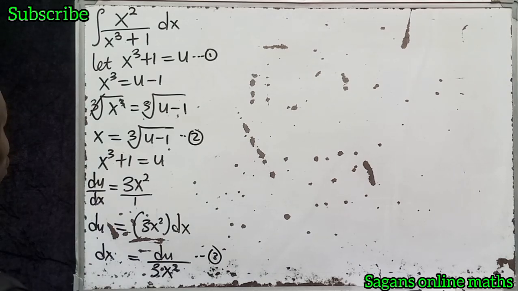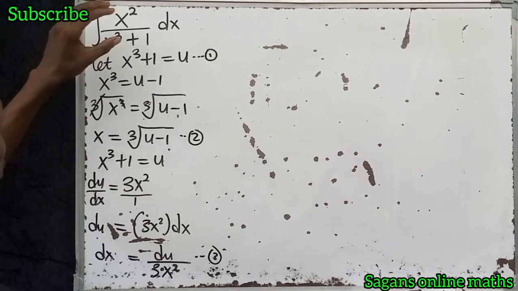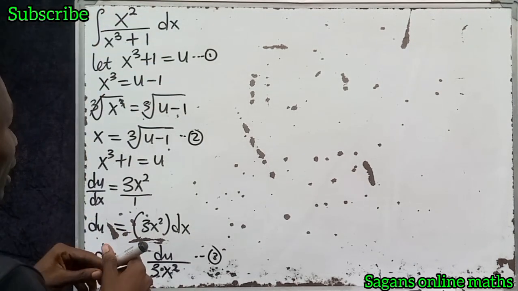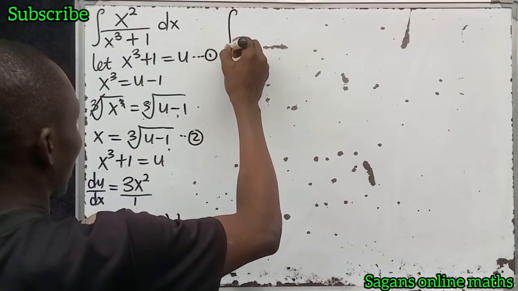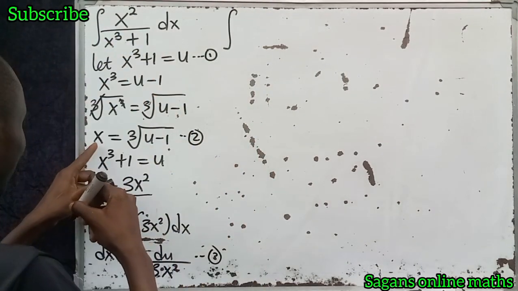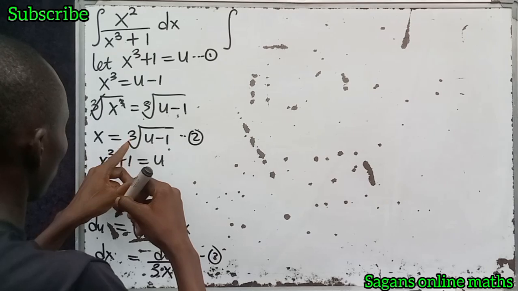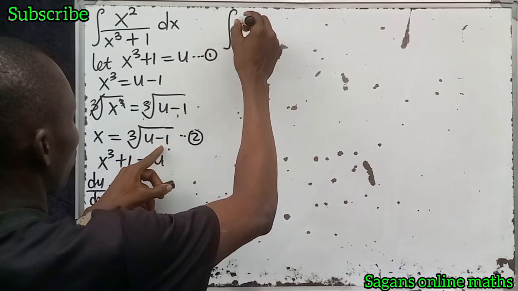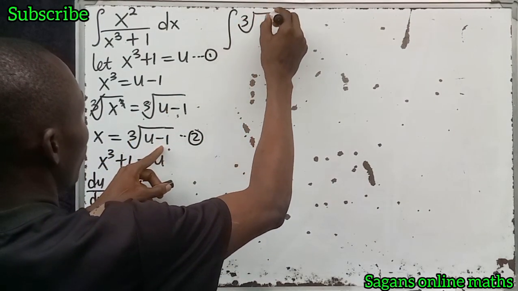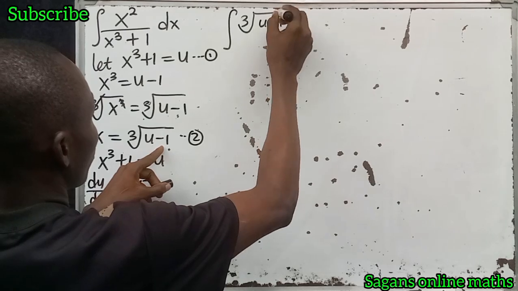Now let's go back to our original equation. Our original equation is the integral of x squared divided by x to the power of 3 plus 1 dx. That means we are integrating this function with respect to x. We are going to add the integral. What is x? Look at x. x is the cube root of u minus 1. So x is the cube root of u minus 1.